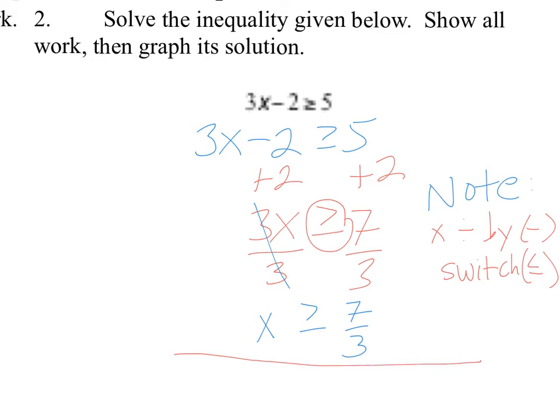Last part about this is coming up with some kind of a graph. I might add 7/3 as a point. I know if this is going to be greater than or equal to, it's going to be a closed circle. And greater than means I'm going to the right. And that's it.